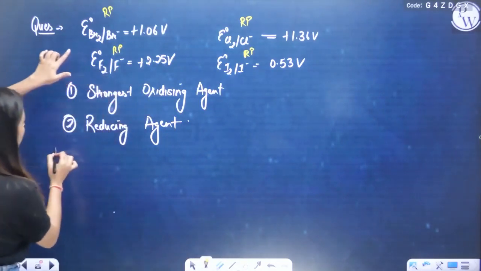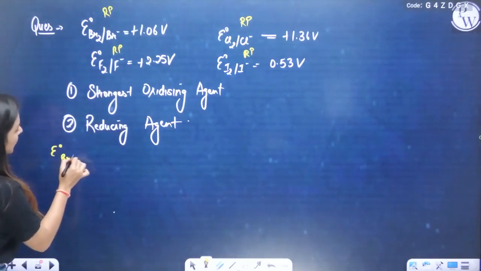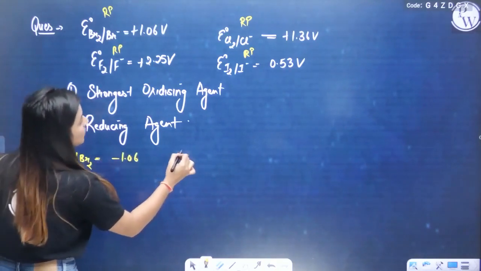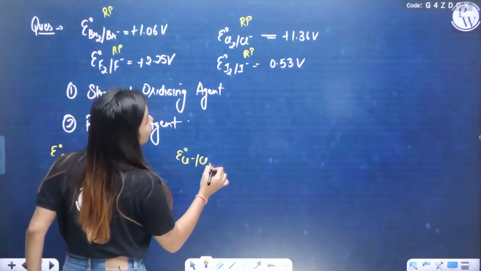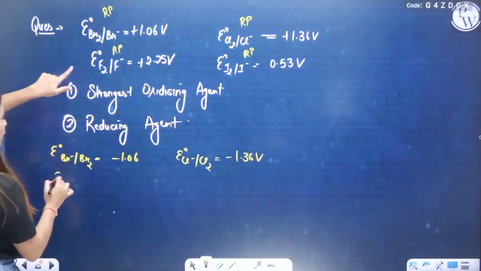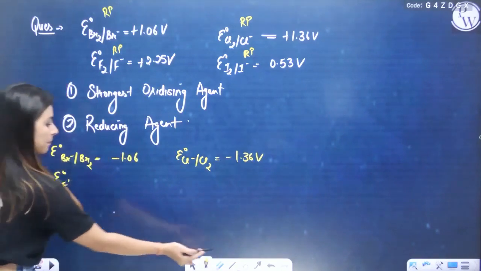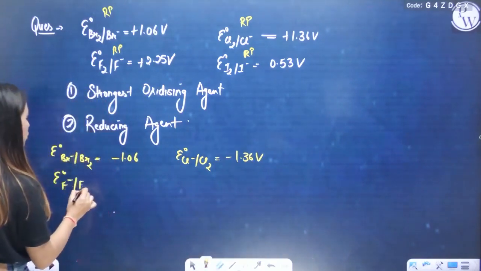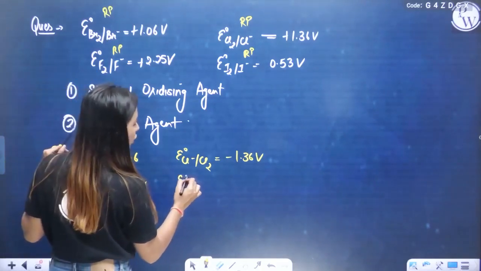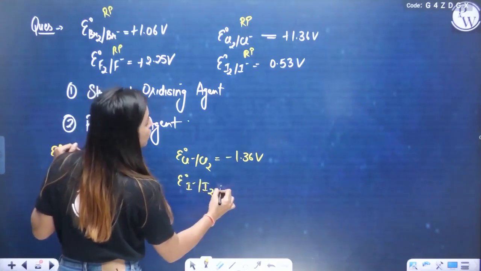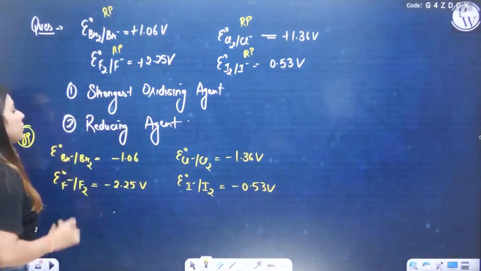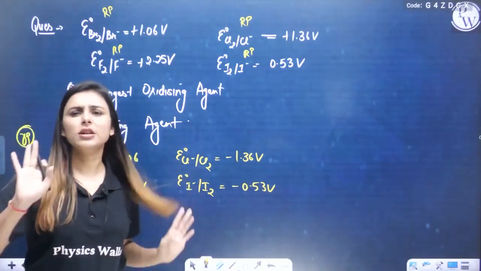You can say that for E naught from Br negative to Br2, your value would be minus 1.06. Similarly, E naught from Cl negative to Cl2, your value would be minus 1.36 volt. Let's write this also: E naught F negative to F2, your value would be minus 2.25 volt. And for E naught I negative to I2, your value would be minus 0.53 volt. These all are your oxidation potential values. Okay, we are clear till now.